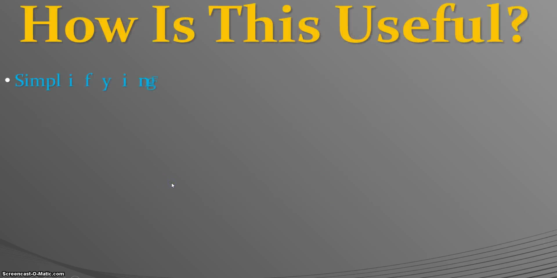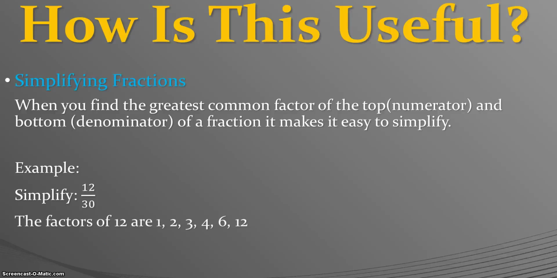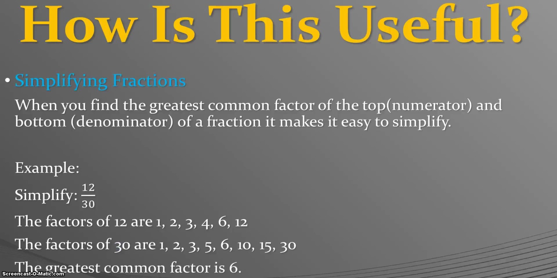So how is this useful? Well, it's helpful in simplifying fractions because when you find the greatest common factor of the numerator and the denominator, it makes it easy to simplify. So for example, if we were supposed to simplify 12 over 30, we're going to look at the factors of 12, which are 1, 2, 3, 4, 6, and 12. Then the factors of 30, which are 1, 2, 3, 5, 6, 10, 15, and 30. The greatest common factor is 6. So now I can look at that 12 over 30, divide each part by 6, and that gives me 2 over 5. So now my fraction is simplified.